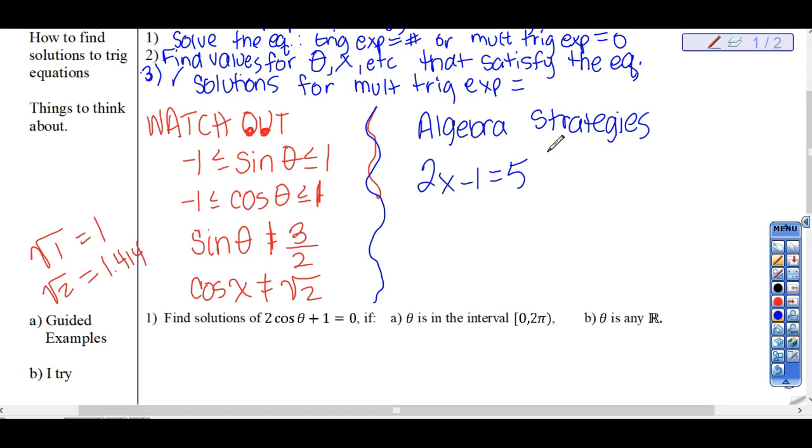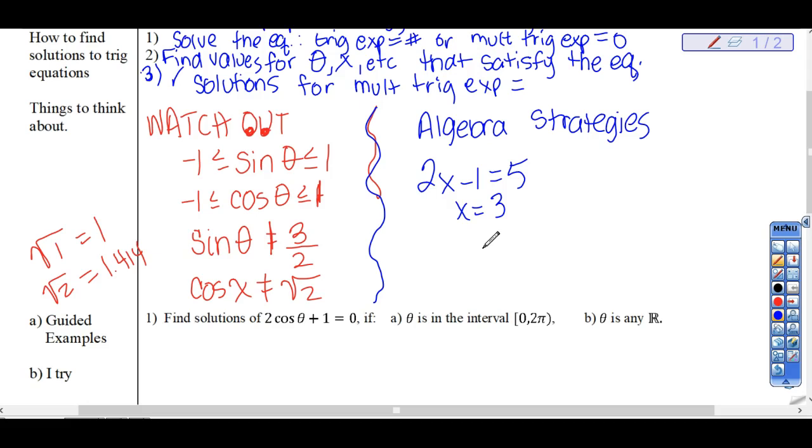What would you do to solve for x? Isolate the variable, right? So you'd add and divide, right? So x equals 3, right? 6 divided by 2, right? So that's just your basic pre-algebra skills.